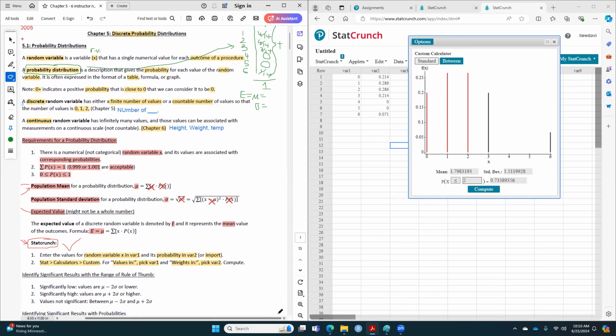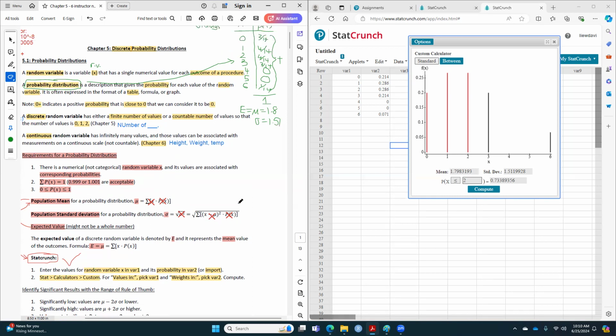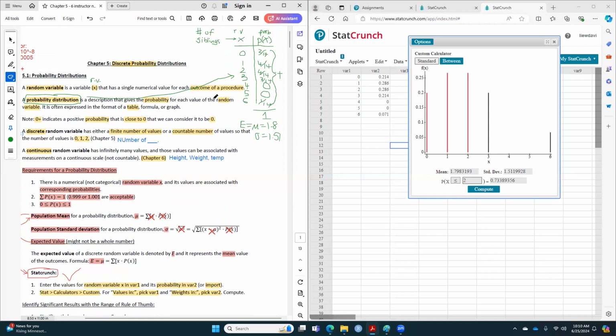So the population mean in this case is around 1.8. And the population standard deviation is around 1.51. Okay. And do not forget that the population mean and the population standard deviation can be represented by decimals, because some of you will be thinking, what do you mean by 1.8 siblings? You know, there's no such thing. But when you find the population mean and standard deviation, we can represent it with decimals.